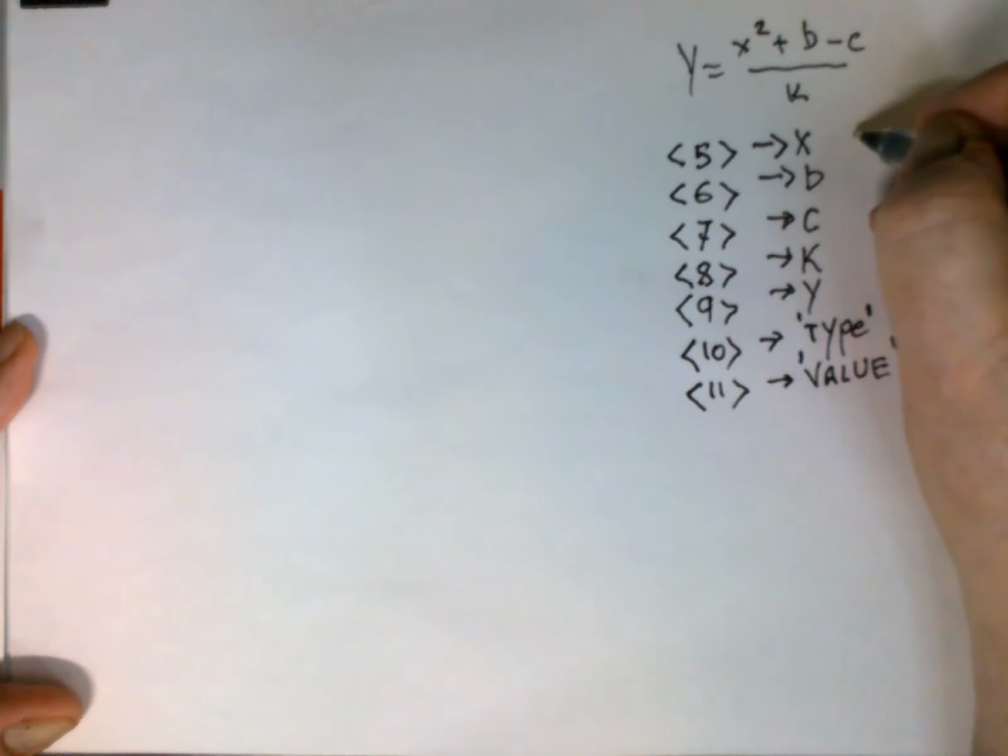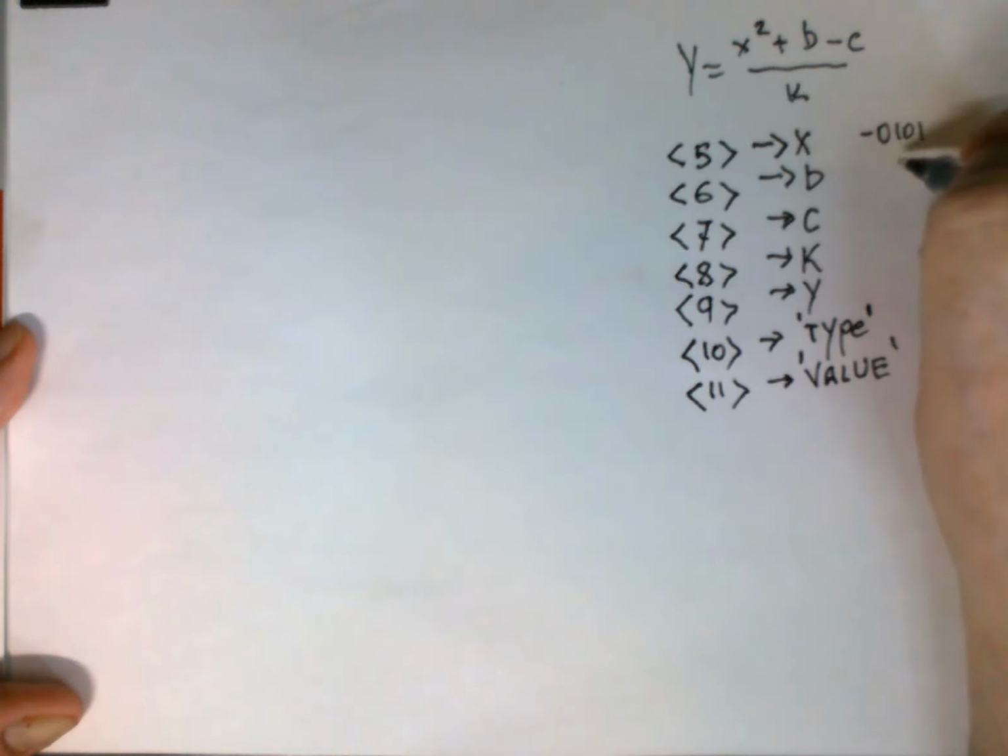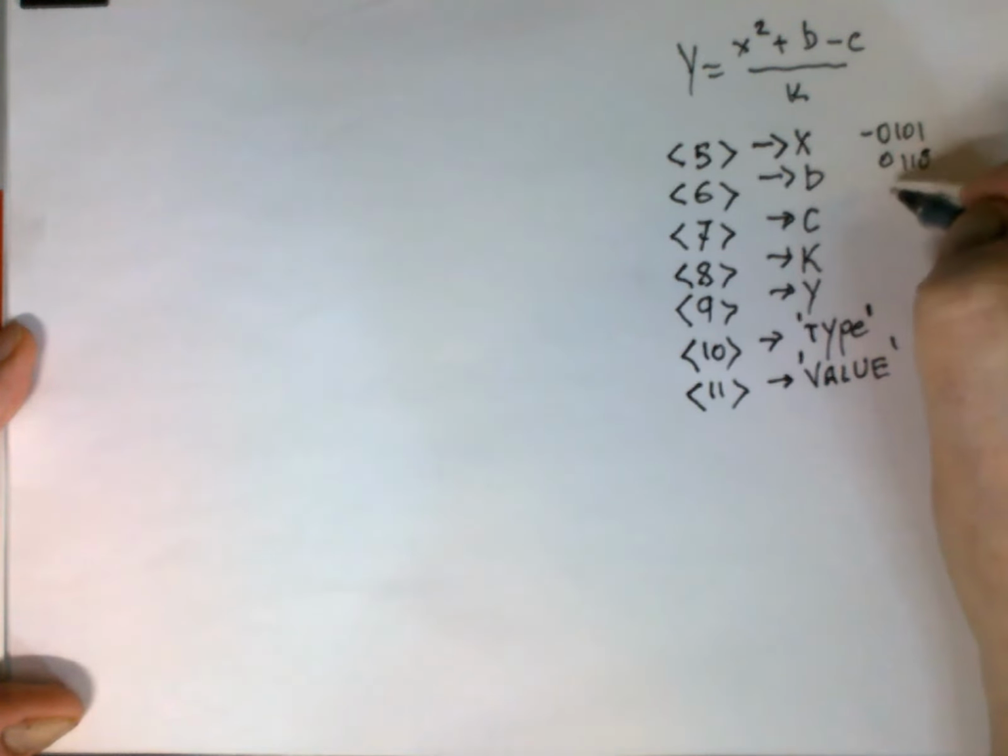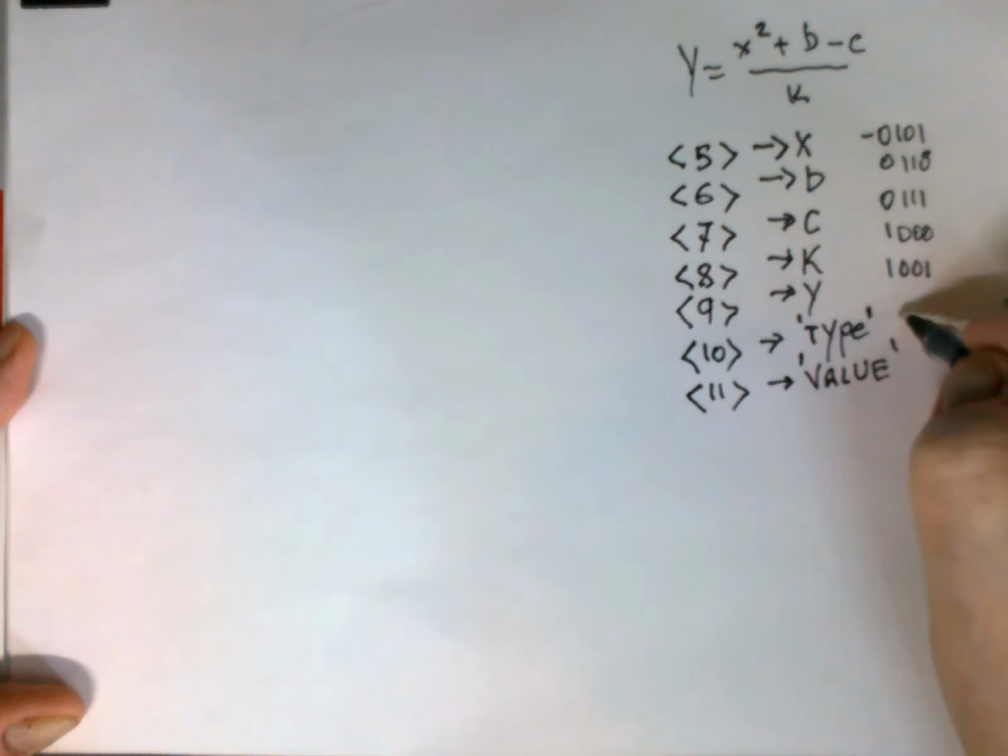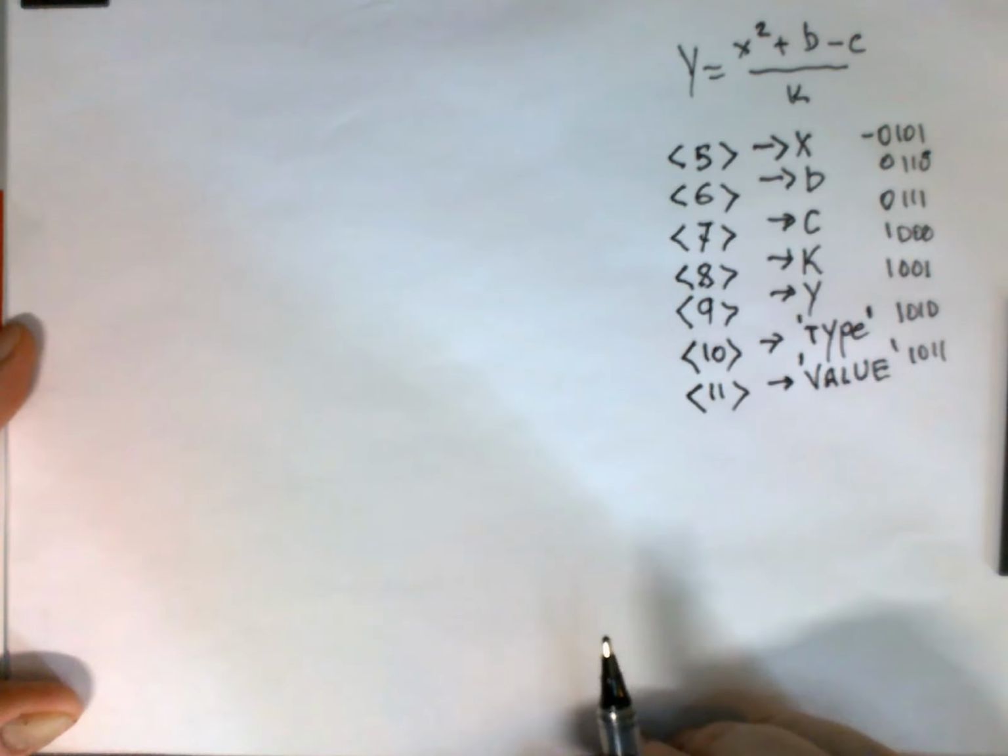But in binary code, that will be cell number 0101, that is 0110. You can check the address. This is 0111, next 1000, 1001, that is 1010, and that is 1011. Binary enumeration for the cells.